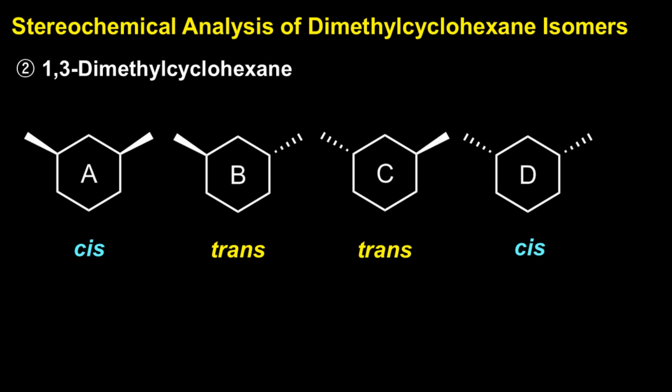Now let's move on to 1,3-dimethylcyclohexane. Since we already talked about the key stereochemistry ideas earlier, we won't go over every single step again. Instead, let's focus on what's different here and what it means for the stereochemical outcomes. The big difference with 1,3-dimethylcyclohexane is that, unlike the 1,4 isomer, which didn't have any chiral centers, every stereoisomer of 1,3-dimethylcyclohexane does have chiral centers. And that makes the stereochemistry a lot more interesting, and a bit more complicated too.